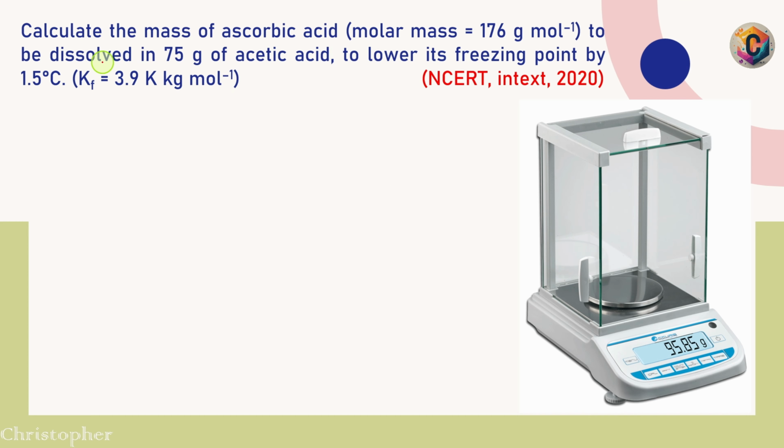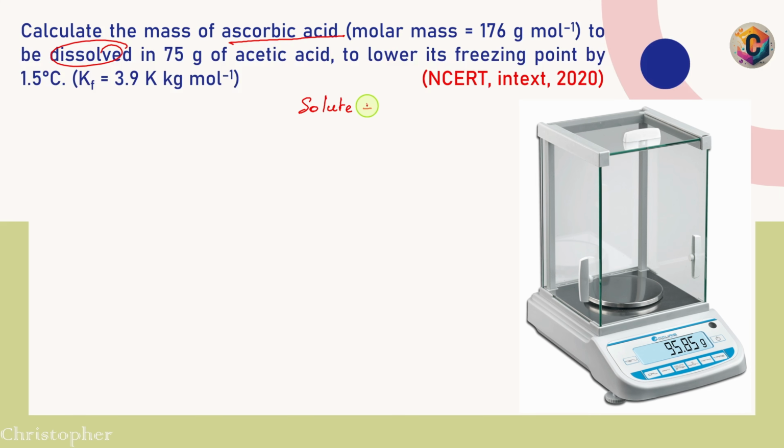Let's get started. Calculate the mass of ascorbic acid, whose molar mass is 173 gram per mole, to be dissolved in 75 gram of acetic acid to lower its freezing point by 1.5 degrees Celsius. Got it? In this question, you should first know which is the solute and which is the solvent. Here you read ascorbic acid to be dissolved.